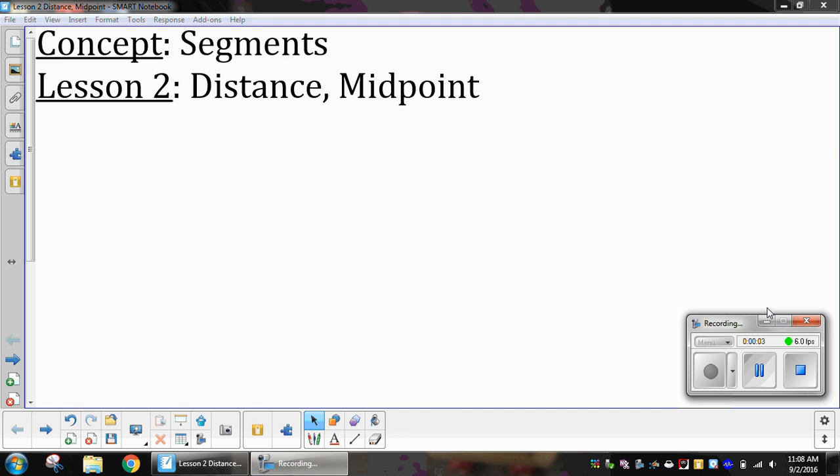Hey there, everybody. Today we're going to talk about segments in the coordinate plane, and we're going to find the distance between points, or the length of the segments, and we're also going to find the coordinates of midpoints of those segments.